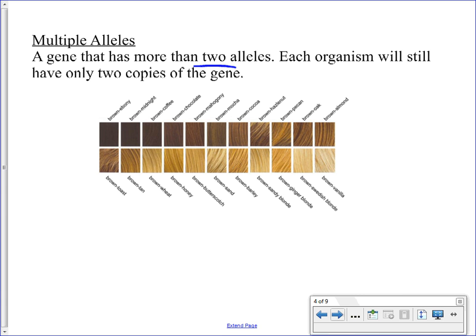But in the case of hair color, there are many, many different alleles, and depending upon the combination that an individual gets of those two alleles, that will determine the hair color that they do have. So keep in mind as well, even though there may be 10 different alleles for a single gene, each individual is diploid and will only have two copies of the alleles for that gene.